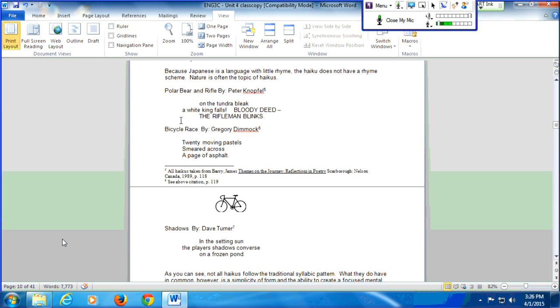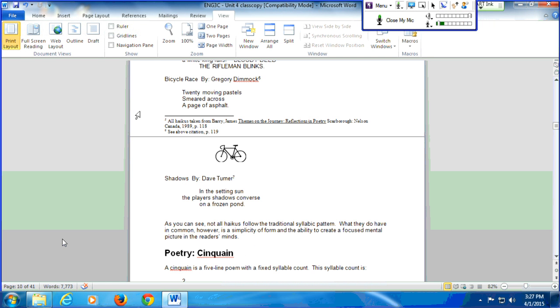And it deals with nature. So as you can see, not all haikus follow the traditional syllabic pattern. What they do have in common, however, is a simplicity of form and the ability to create a focused mental picture in the reader's mind.